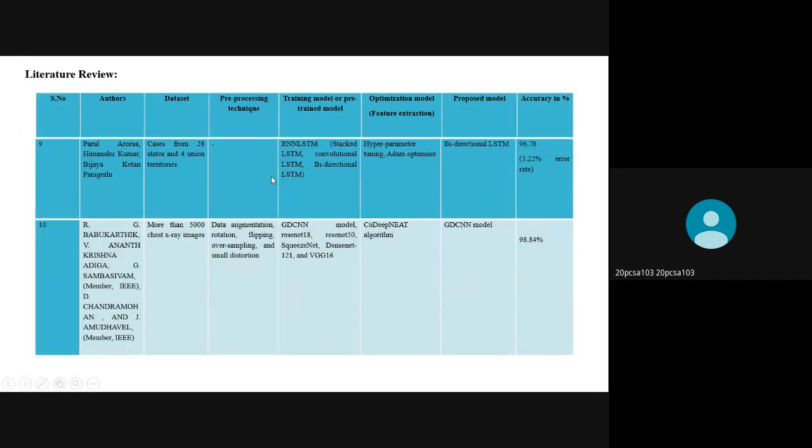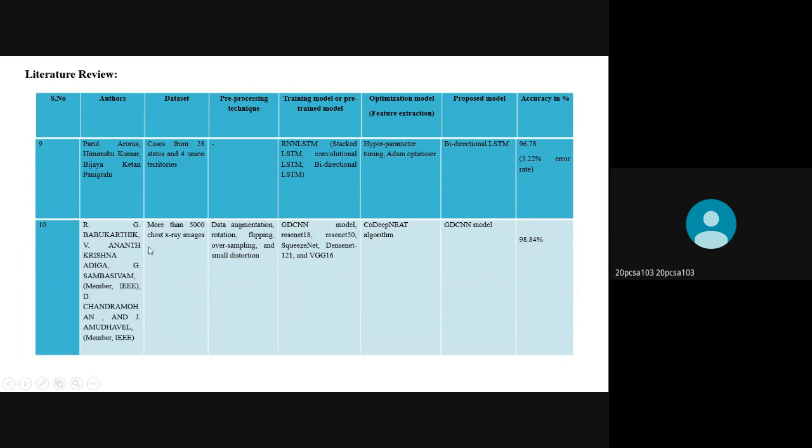In the ninth paper, the author makes predictions based on the states and union territories, and it is done on a daily and weekly basis. RNN-based LSTM is used as the prediction model here. There are three different varieties of LSTM: stacked, convolutional, and bidirectional. Hyperparameter tuning was done, and Adam optimizer was used for optimizing the MSE loss. Based on MAPE, the percentage error for all these three was obtained. The model with less error was considered to be the best model. Here, the bidirectional LSTM provides an error rate of 3.22, which is comparatively less than the others, so this is chosen as the best one.